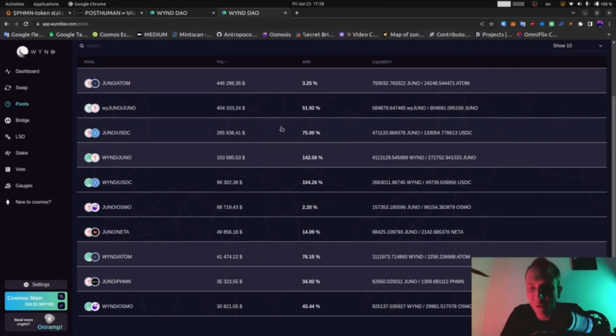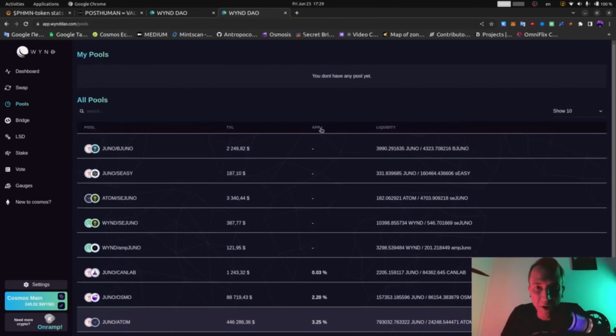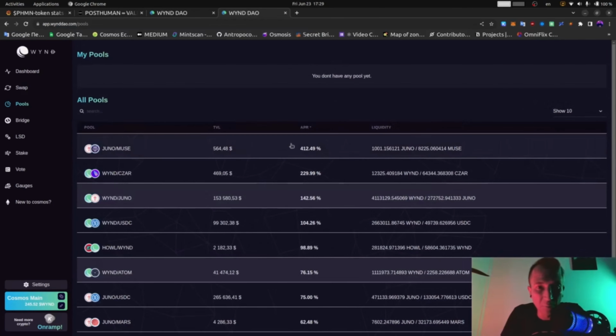So if you provide liquidity to the pools at the Wynd DEX, you will get some rewards, and you will get rewards in Wynd. And as we can see, the biggest reward for now for providing liquidity is if you provide Juno and Muse, it will be 412%. This is a big amount, and this is a big percent.